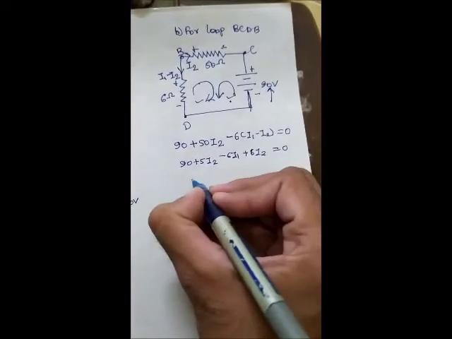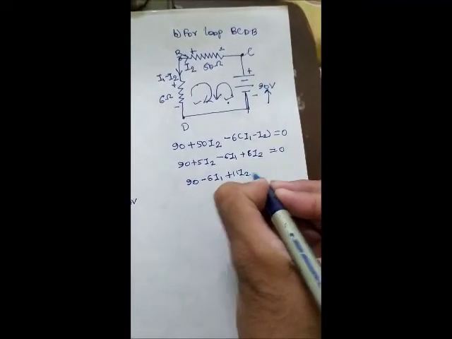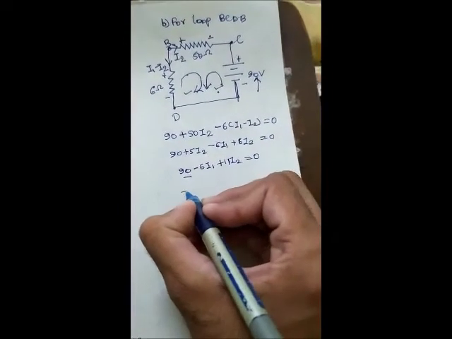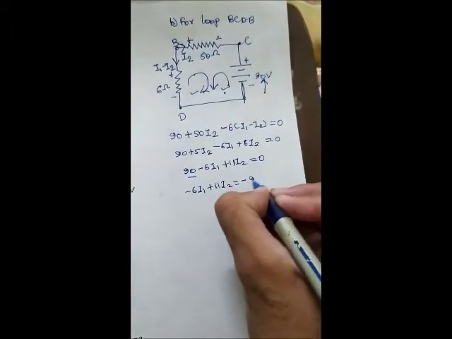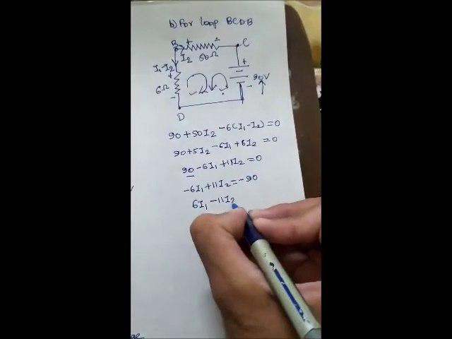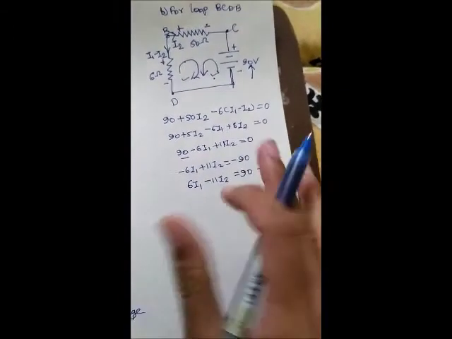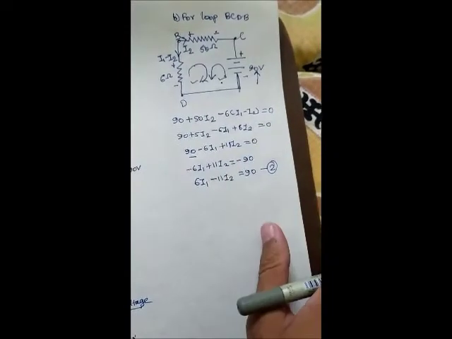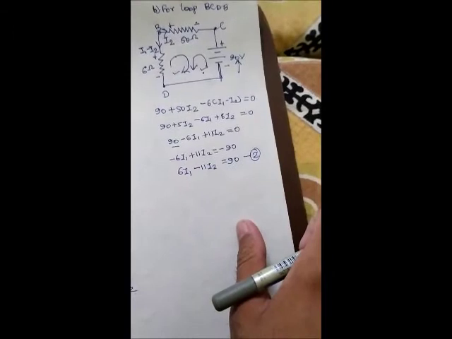5 I2 plus 6 I2, 11 I2. 90 minus 6 I1 plus 11 I2 is equals to 0. So taking this to the right hand side, minus 6 I1 plus 11 I2 is equals to minus 90. Minus and common, 6 I1 minus 11 I2 is equals to 90. Equation number 2. We have got two equations, equation number 1 and equation number 2. Now we have to solve the simultaneous equation.